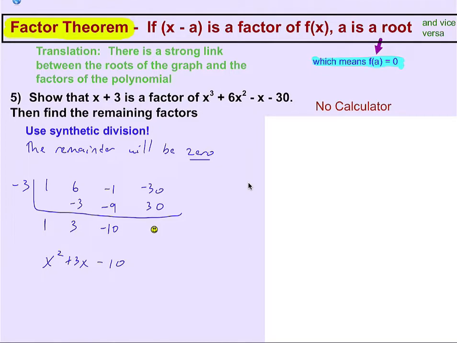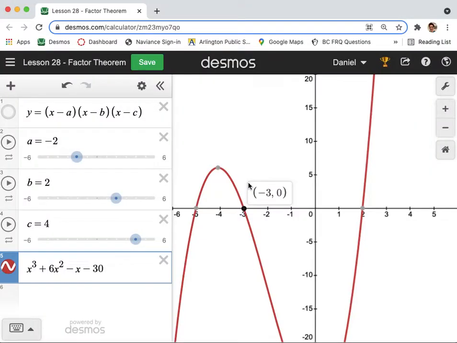And that's going to be the theme of this unit. Now it's a quadratic. Now we know what to do. This factors to x plus 5 times x minus 2, which are our other two factors of the original cubic, which we can see by looking at the original cubic. It also has x-intercepts at negative 5 and 2, which means that its other factors are x plus 5 times x minus 2.